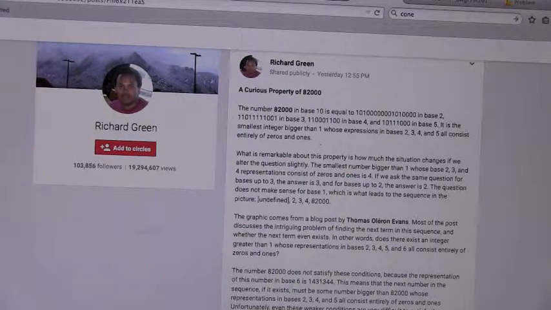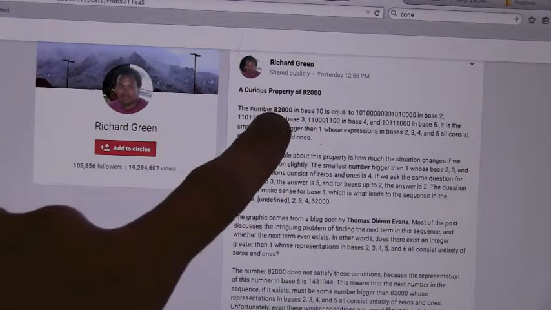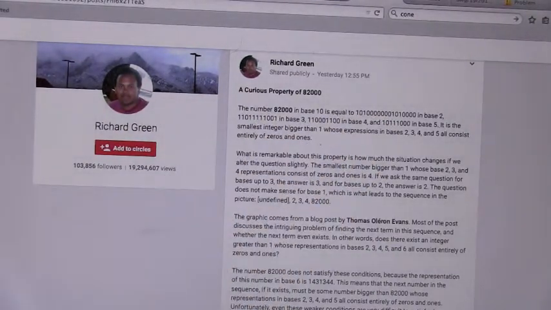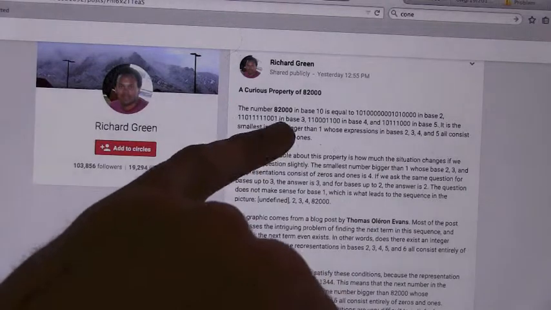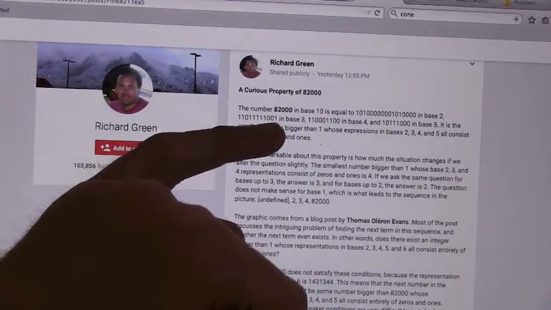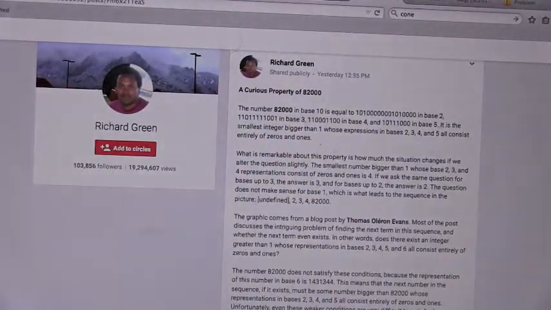Now, is it surprising that this number, 82,000, is just ones and zeros in base 2? No, because it has to be ones and zeros in base 2. What do you think about an integer in base 3 and base 4? Is it more likely that an integer is going to be ones and zeros in base 3, or more likely that it's going to be ones and zeros in base 4? More likely in base 3. How come? Because you're using fewer digits in base 3. Yeah, you can only use zeros, ones, and twos.